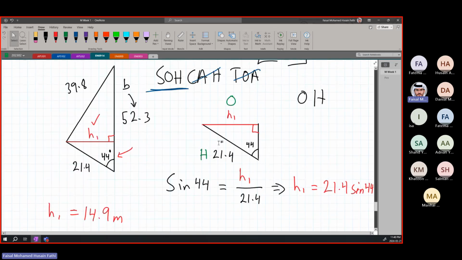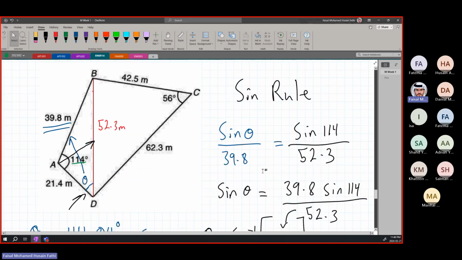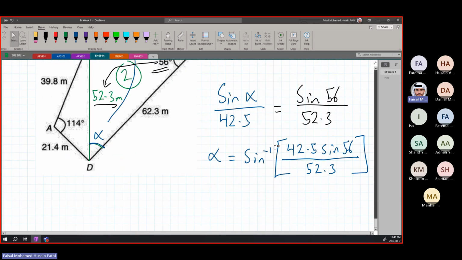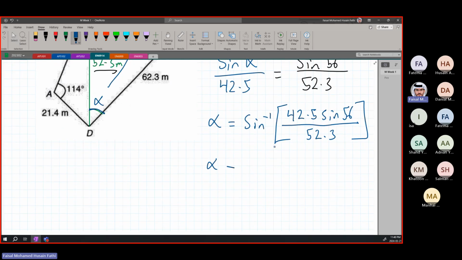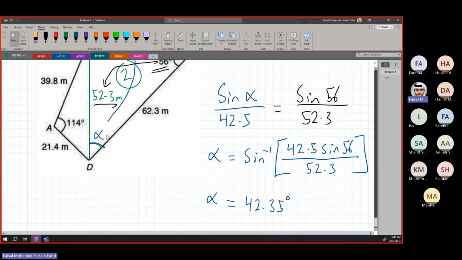Okay, the exact same steps that we did here. Exact same steps. So alpha is going to be equal to the sine inverse of 42.5 times sine 56 over 52.3, which is equal to 42.35 degrees. So we have alpha is equal to 42.35 degrees.